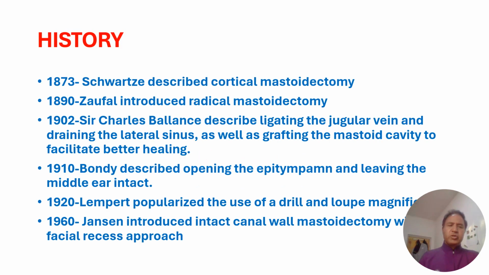In the history of mastoidectomy, in 1873, Schwartze described cortical mastoidectomy. In 1890, Zaufal introduced radical mastoidectomy. In 1902, Sir Charles Ballance described ligating the jugular vein and draining the lateral sinus, as well as grafting the mastoid cavity to facilitate better healing.